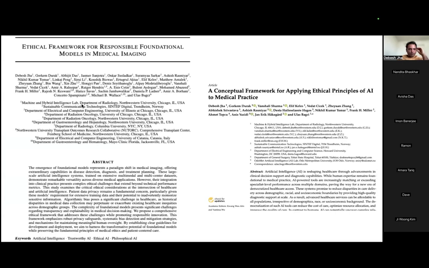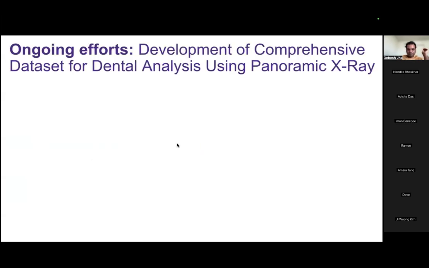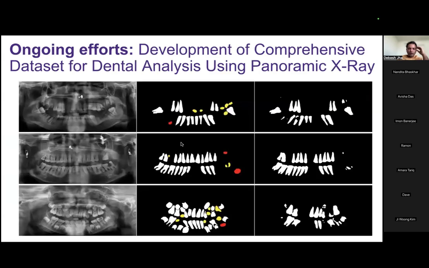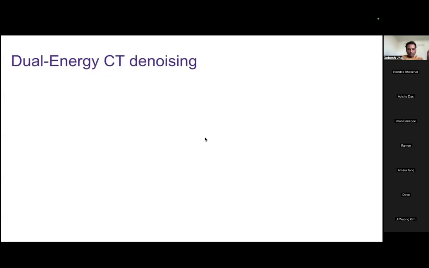And then, as you can see, we have published some papers related to the ethical aspect of AI. And now I'd like to show some of the ongoing efforts, that is, the development of a comprehensive dataset for dental analysis using panoramic X-ray. You can see we are trying to segment, for example, impacted tooth, pearl, and other classes, so that we could develop an automated tool for dentistry.